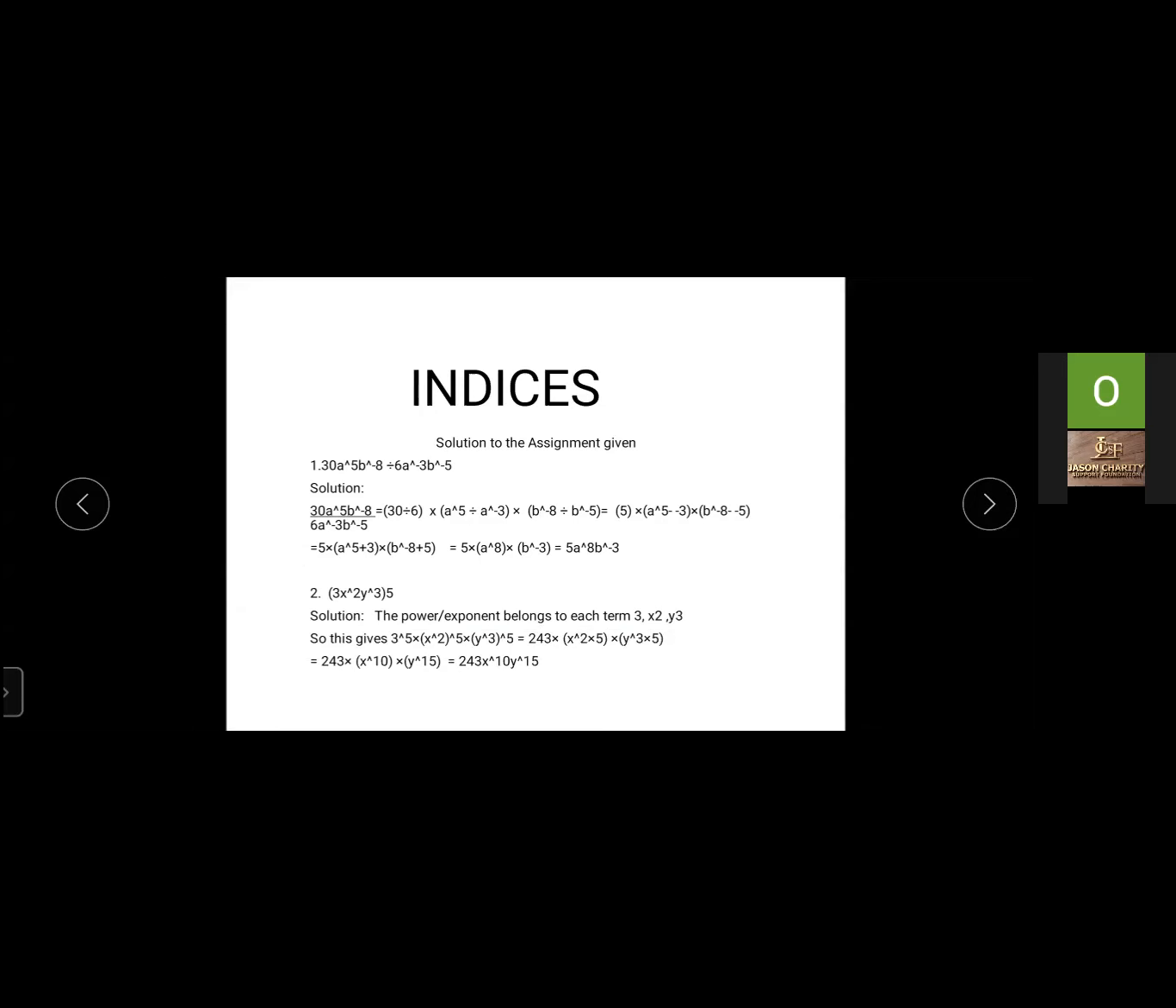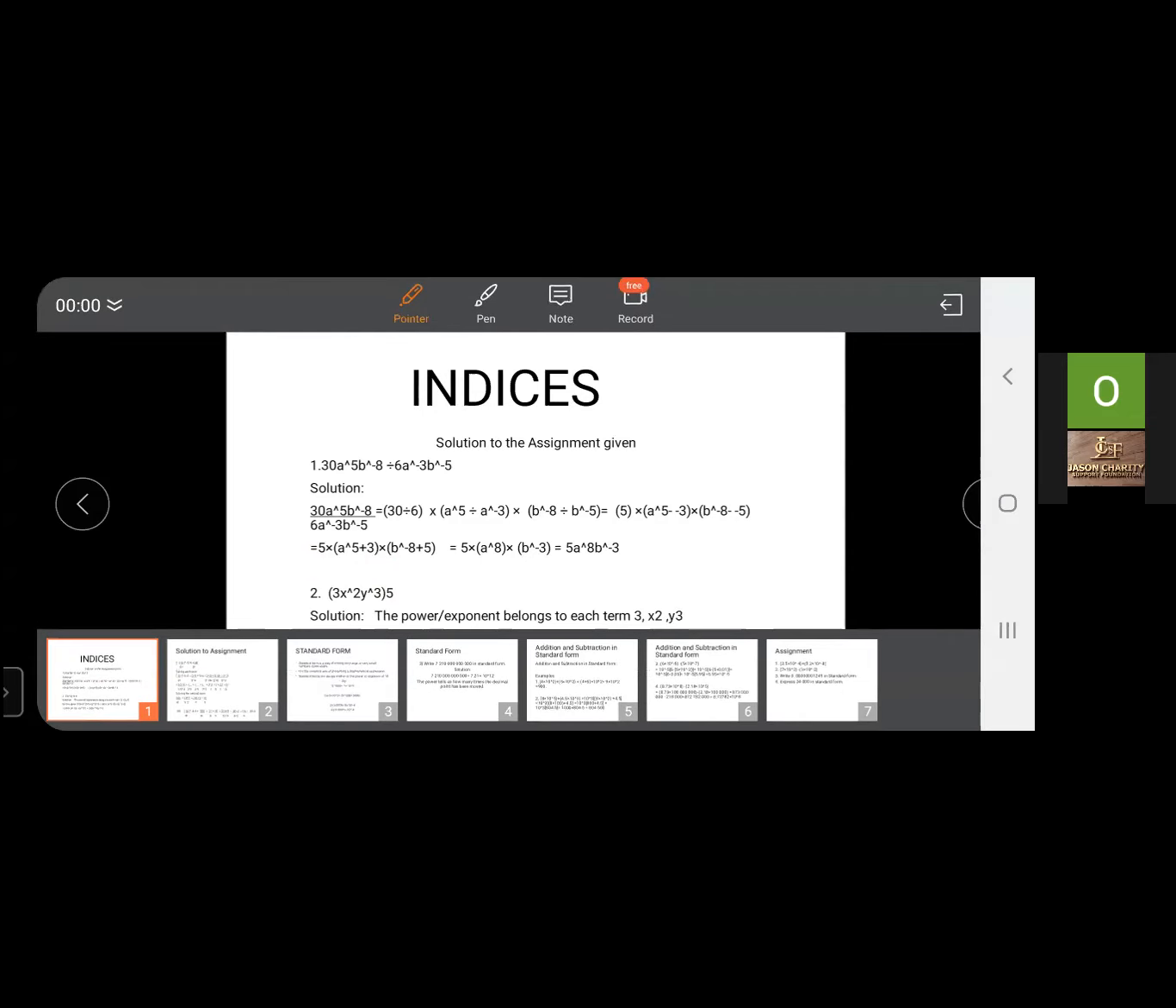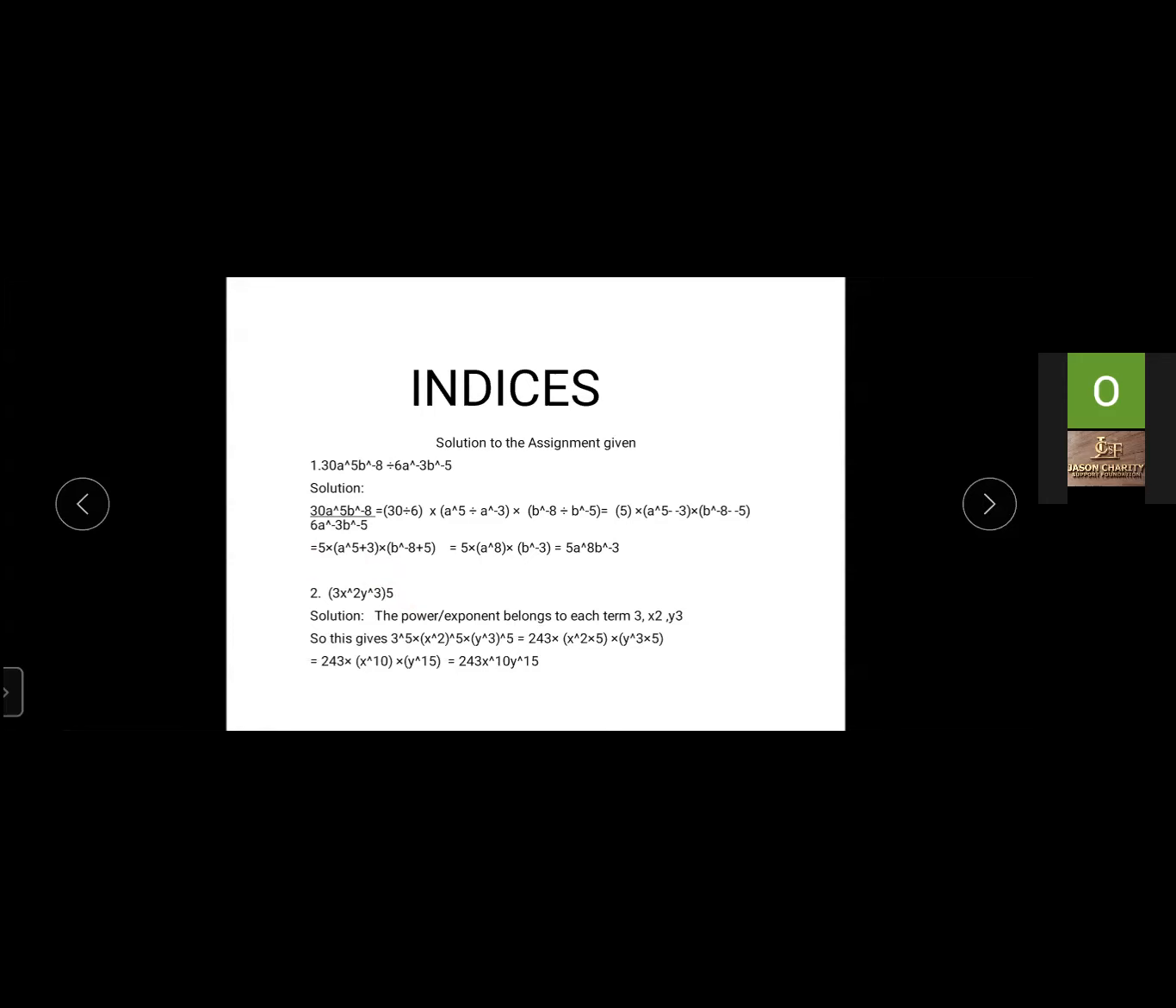I don't know if you understand what I've just said. This power of 5 outside, it's not just 5, it is a power of 5. The power of 5 belongs to 3x. It belongs to 3, it belongs to x raised to power 2, and it belongs to y raised to power 3.